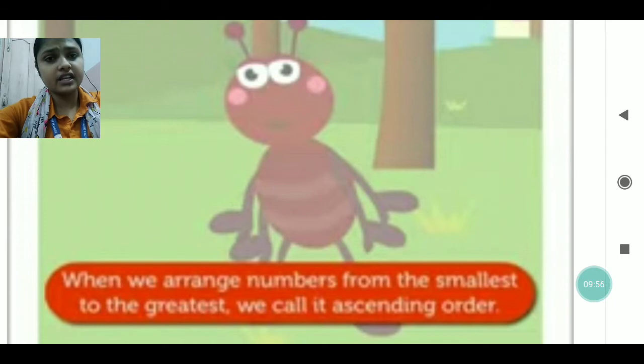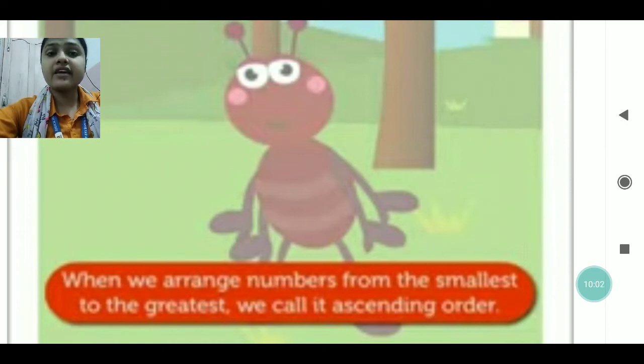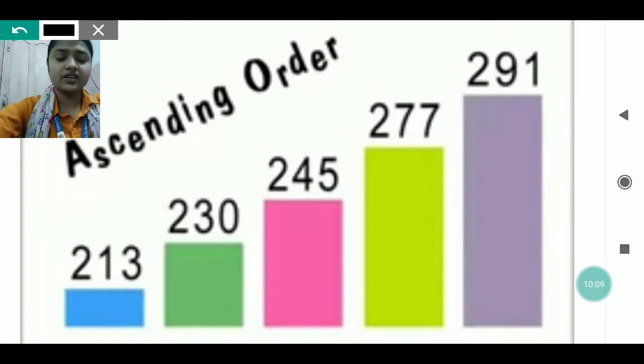Whenever you are arranging any number from the smallest to the greatest, it is called ascending order, meaning increasing order. You can see by observing this, the comparison of digits is also necessary. Otherwise you will not be able to write the bigger numbers in ascending and descending order, because you have to compare between the digits and find out which is smaller and which is larger.